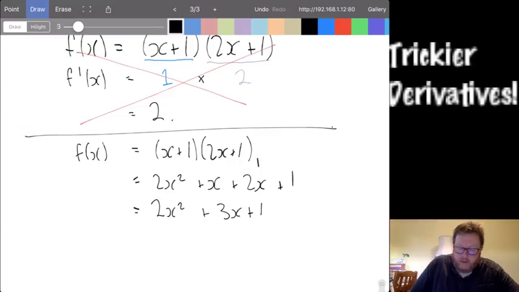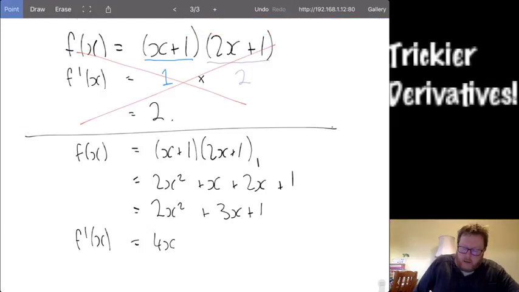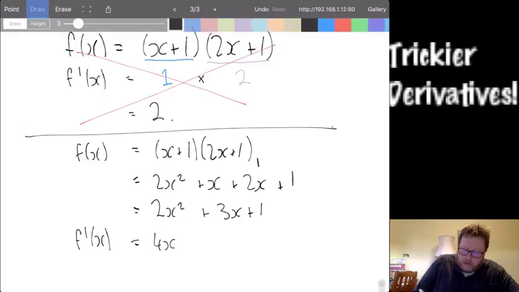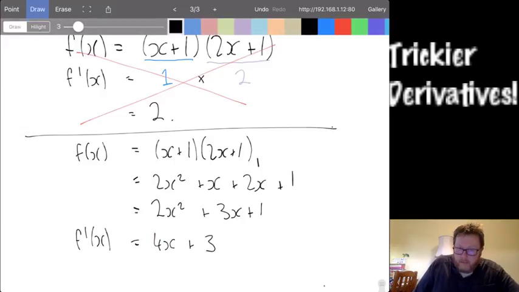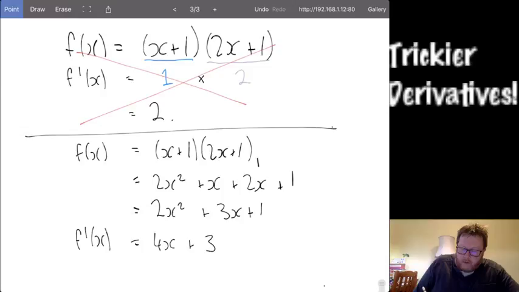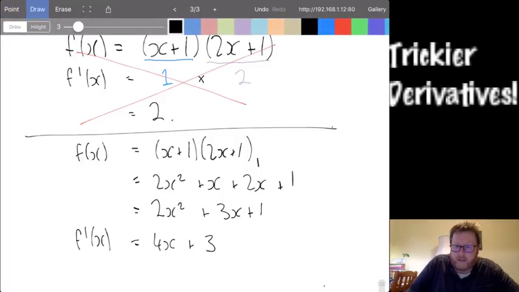Now let's derive this. F dash of x must be equal to the derivative of each part of that polynomial. So the derivative of 2x squared is 4x. Okay? 2 times 2 is 4, 2 minus 1 is 1, so it's 4x. 3x becomes 3. 1 times 3 is 3, and x to the power of 0 is just 1, so it's just 3. And the constant term plus 1 disappears, so we're left with 4x plus 3.